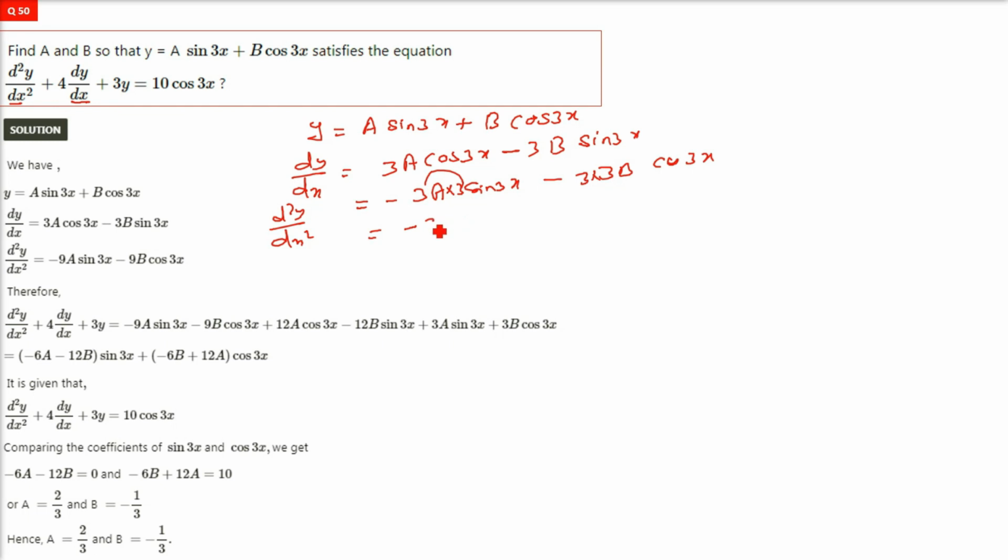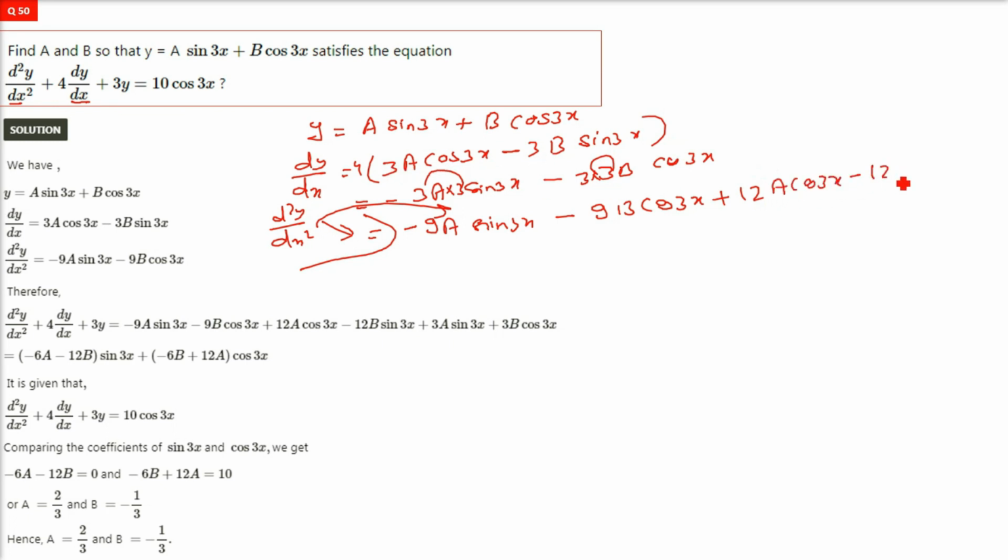So what do we get? Minus 9a sin 3x minus 9b cos 3x. So this is d2y by dx2 we have. So just put it here. dy by dx is also computed, and d2y by dx2 is already computed. Now put it here. Alright. So just assume that we are starting from here. This is d2y by dx2. I am adding 4 into dy by dx. Whatever is there, dy by dx, multiply it with 3 and then write it here. So 12a cos 3x, multiply again by 4, it will be 12b sin 3x, and plus 3y. Y is a sin 3x plus b cos 3x, so it will be thrice of this. So I am writing it after multiplication, and this is equal to 10 cos 3x.